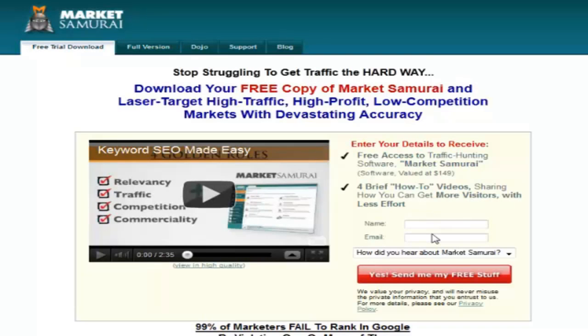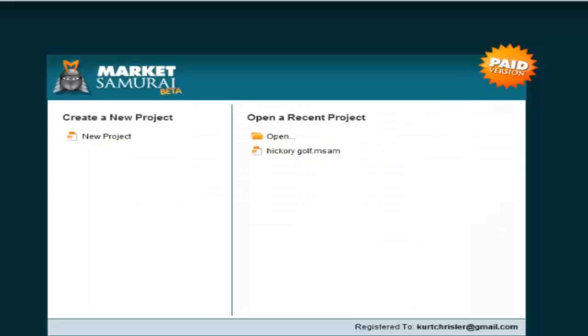But that being said, if you don't want to pay the $150, they do have a free trial version. So you can go ahead and download the free trial version. Won't cost you a penny. And then you can at least do your keyword research and have that done. And then if you want to, buy the full version, that's up to you.